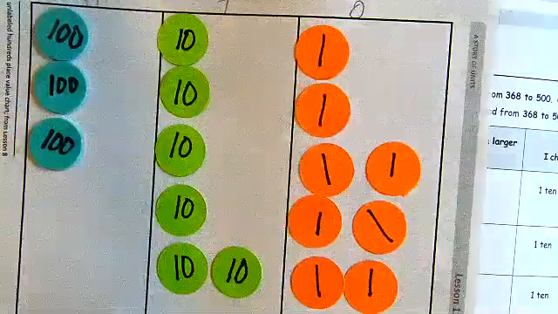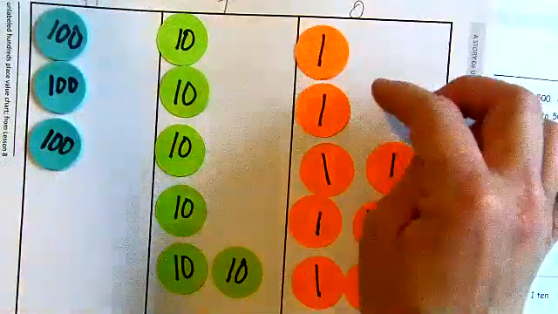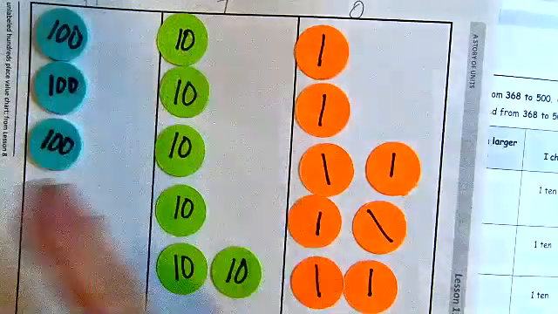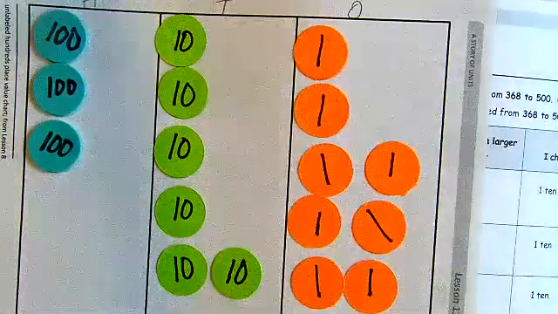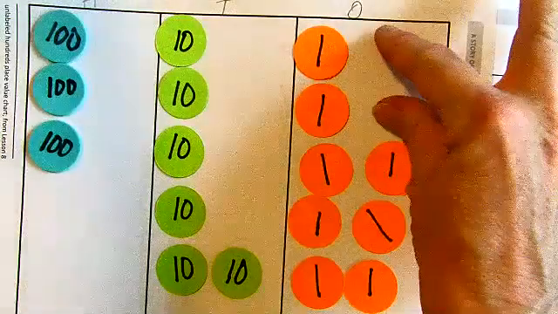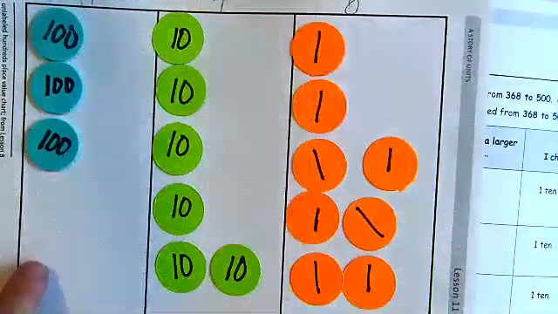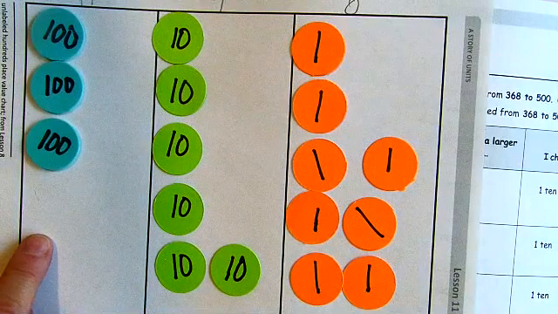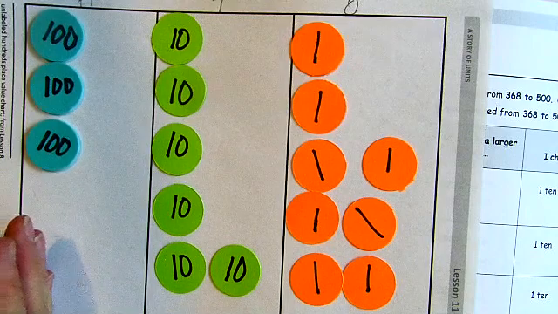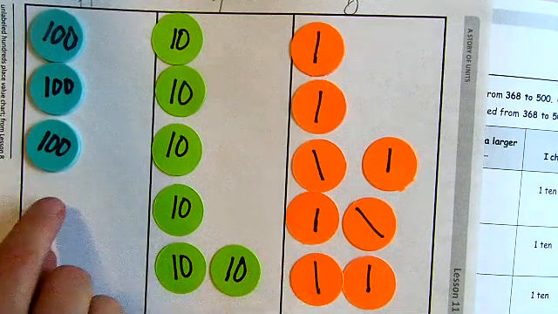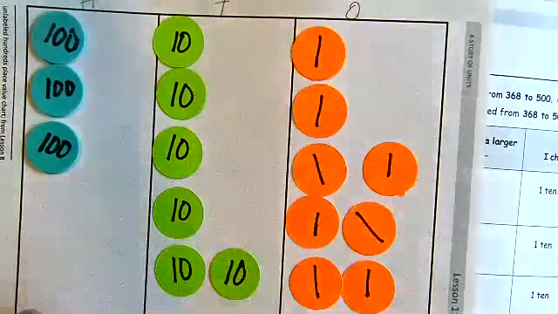We can see that this is not a friendly number yet. When we can move it over to the tens and start counting on by tens, that's going to be a friendlier number. Right now, we need to use ones. We need to fill this in before we can move to the hundreds. And we need to move to the hundreds because right now we have 368 and we need to get to 500. So we're going to start here.